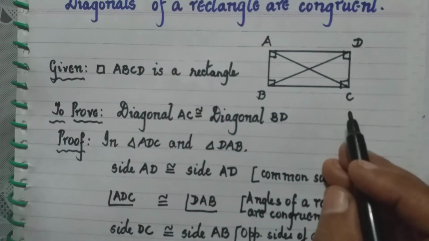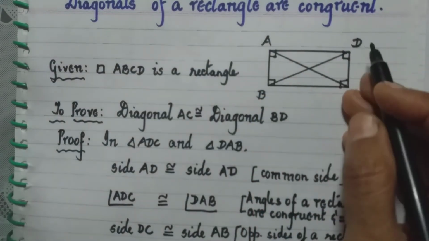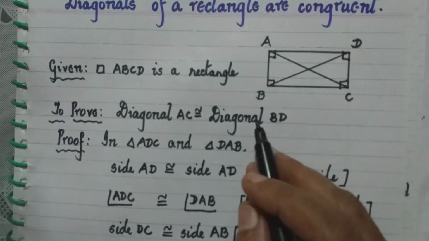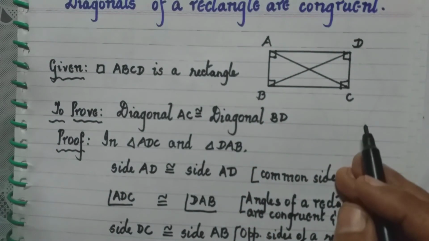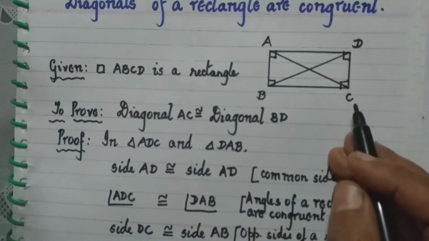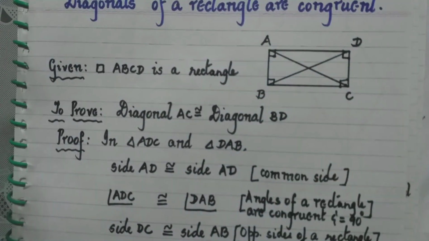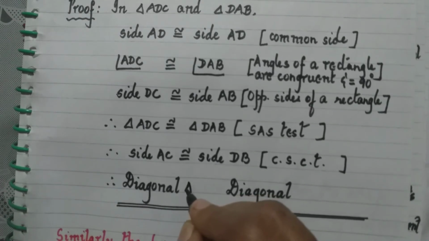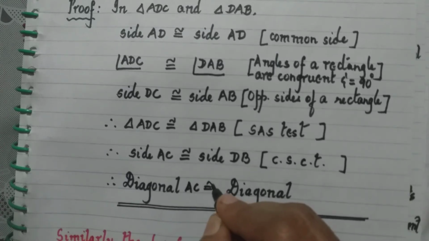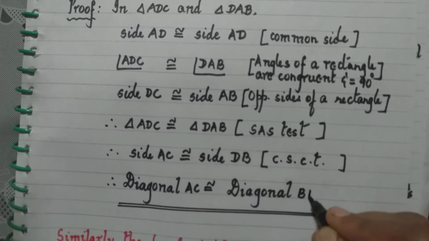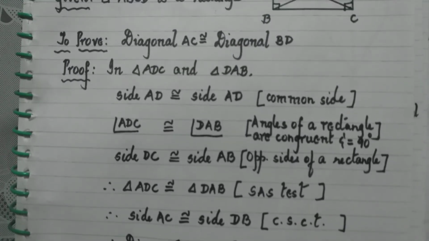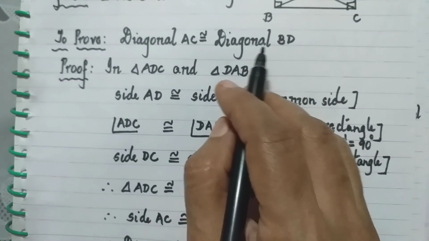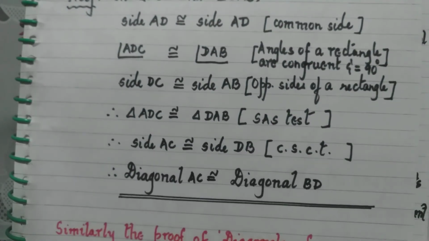Now, which are the sides we spoke about? Side AC and side BD. Aren't AC and BD also diagonals of the rectangle? Yes, they are diagonals of the rectangle. Therefore, diagonal AC is congruent to diagonal BD. So, I write here, therefore, diagonal AC congruent to diagonal BD. Was that what I had to prove? See here, to prove diagonal AC congruent to diagonal BD, and I have proved that.